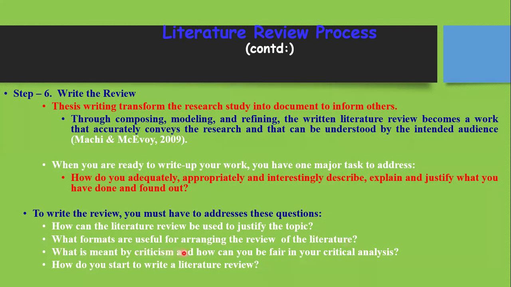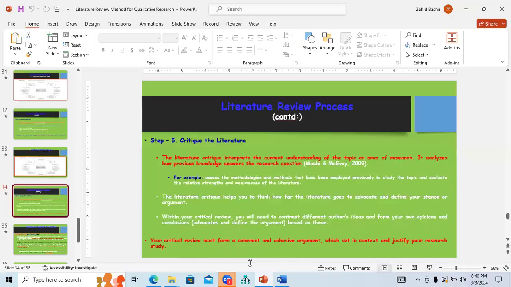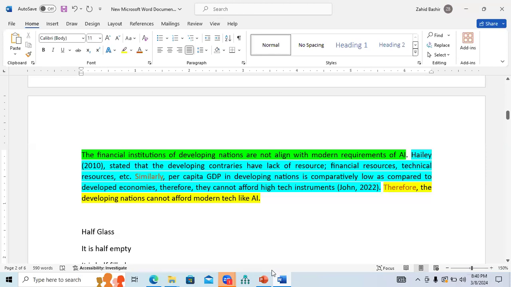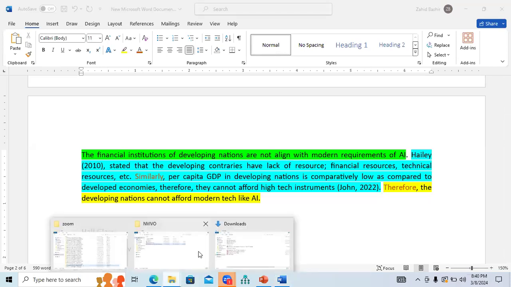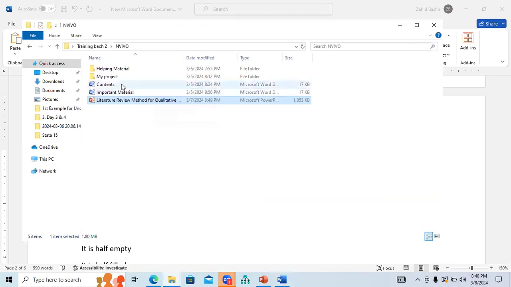What is meant by criticism, and how can you be fair in your critical analysis? You need to identify whether you critically analyze the previous literature or not, because critical analysis basically identifies the shortcomings of previous literature. So how do you start to write a literature review? You need to identify how you start. You need to provide some sequence to your literature. So here we have completed the literature part. I hope that you have understood this.